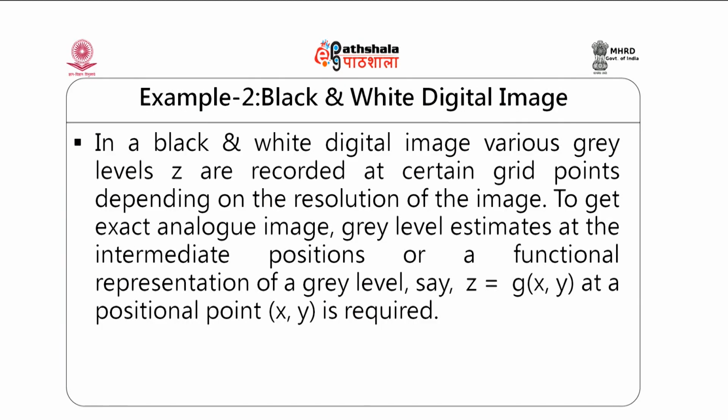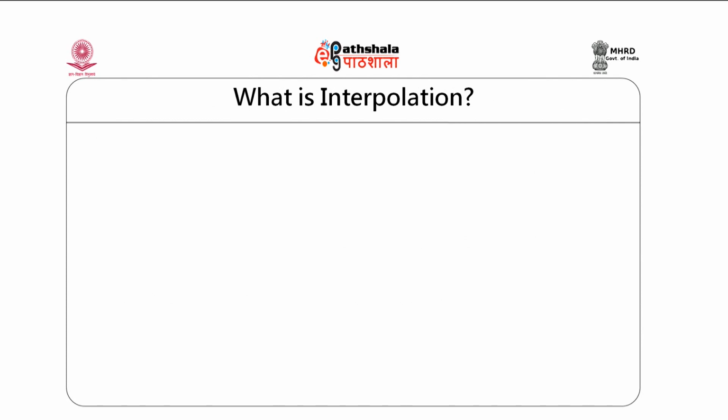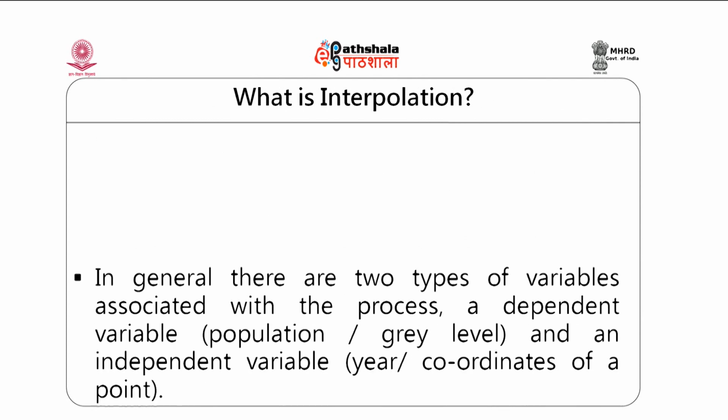Example 2 is the black and white digital image. In a black and white digital image, various gray levels Z are recorded at certain grid points depending on the resolution of the image. To get the exact analog image, gray level estimates at the intermediate positions, or a functional representation of the gray level, say z equal to g(x, y) at a positional point (x, y), is required. So, these are the processes where you always need something which is not already available in the data.